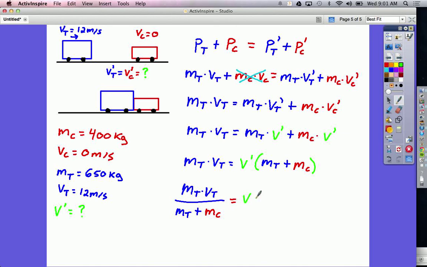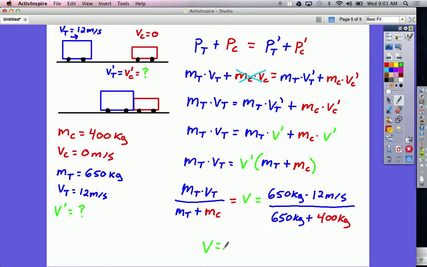So I can plug those numbers in. I'll do that over here on this right side. The mass of the truck is 650 kilograms. And the initial speed of the truck was 12 meters per second. And in the denominator, I have 650 kilograms for the mass of the truck plus 400 kilograms for the mass of the car. And when I plug that into my calculator, I should get that the speed of the two vehicles moving off together is 7.4 meters per second.